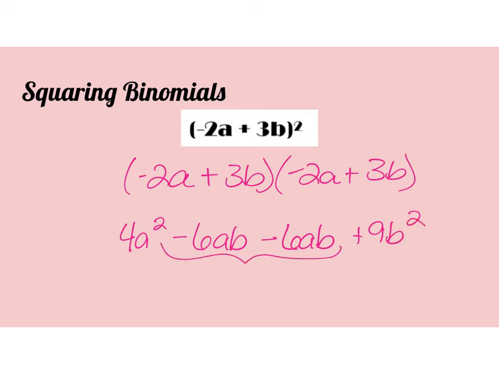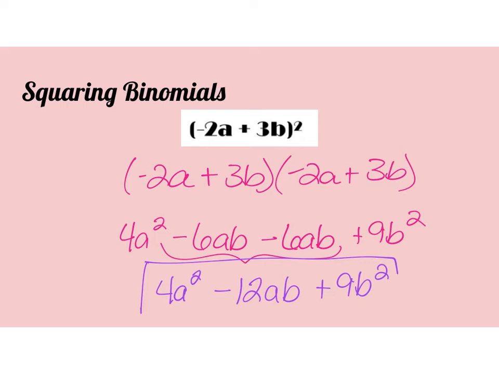So again, we have those like terms in the middle. So 4a squared minus 12ab plus 9b squared. So this is a tricky part. Now I'm going to show you the shortcut for this. You may want to write this down somewhere.